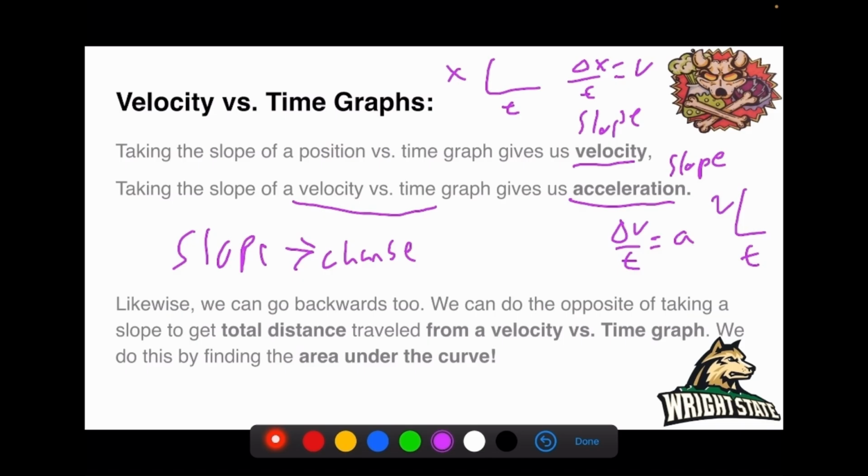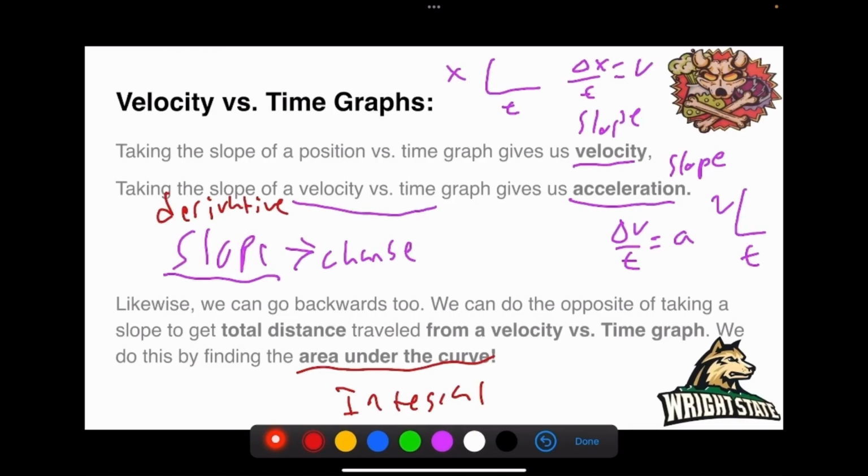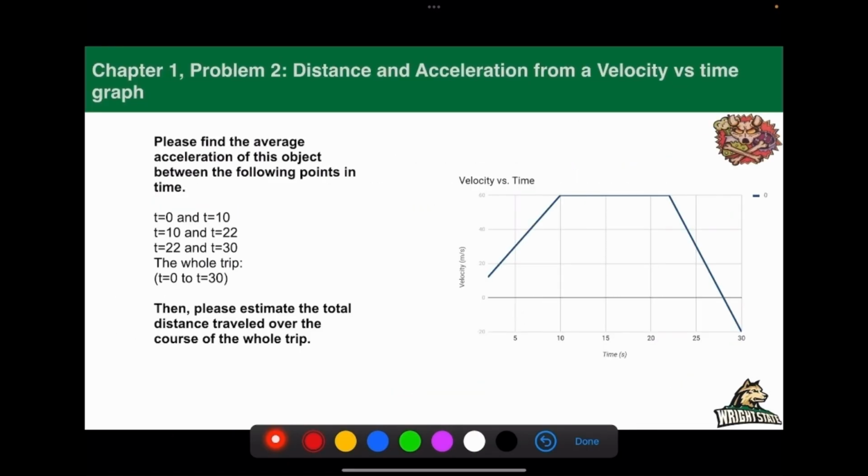In calculus, by the way, getting a function to give you the slope is called a derivative. And then finding a function that is the area under the curve is called an integral. But we're not worried about calculus. I just wanted to give you those terms. Basically, we can find the area under the curve, and we can get distance from a velocity versus time graph. Excuse me, I didn't mean to do that. So let's take a look at this. Basically, we know slope will give us acceleration, and we know area will give us distance.